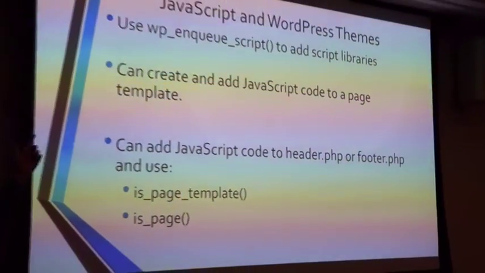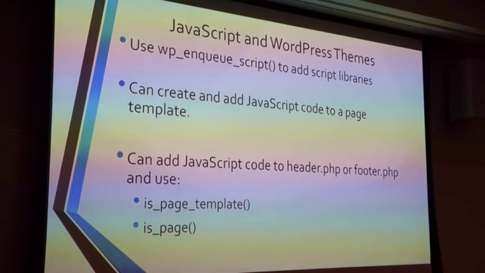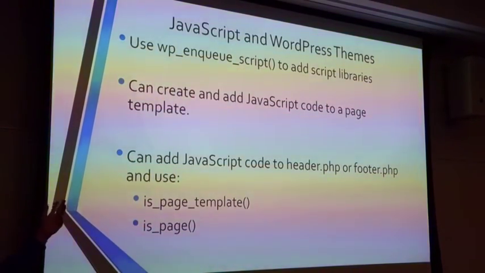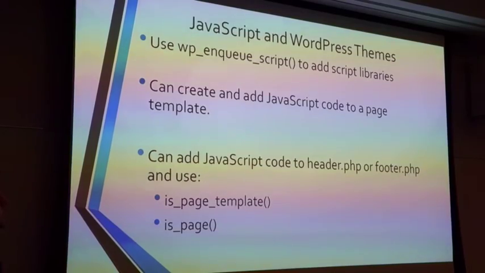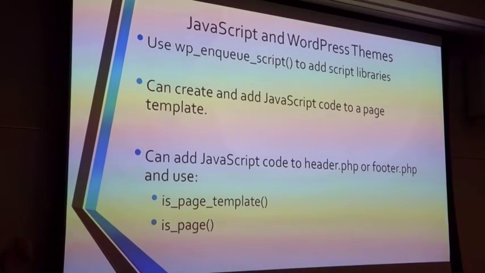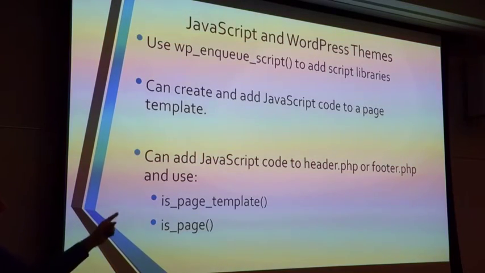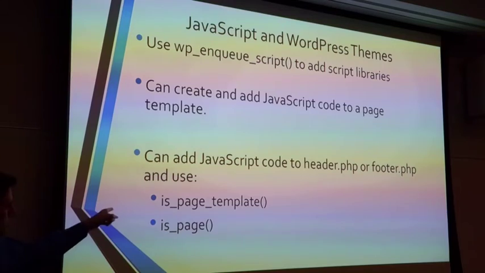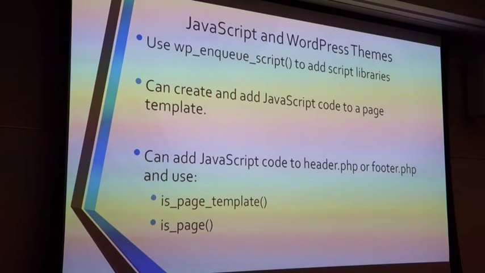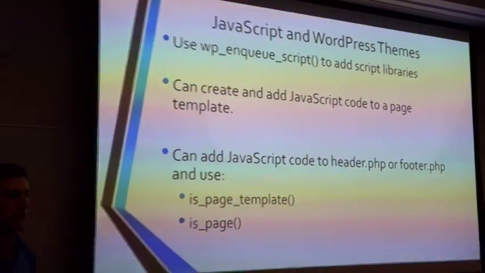I guess same thing with themes. You use enqueue script. You can create and add JavaScript code to a page template within the theme. So if you have a gallery page, things of that sort, that works. Or you could add it to the header.php or footer.php of your theme file and use isPageTemplate. It's one way to be more specific. So if you want to include it into a specific page template, like a gallery page template, you can use the function isPageTemplate to only add that JavaScript code to the header of that one page. Or same with isPage, and you can put in a page ID or post ID.